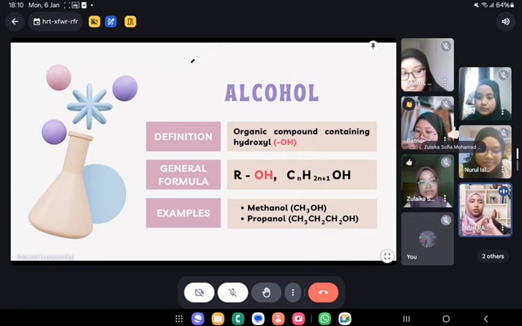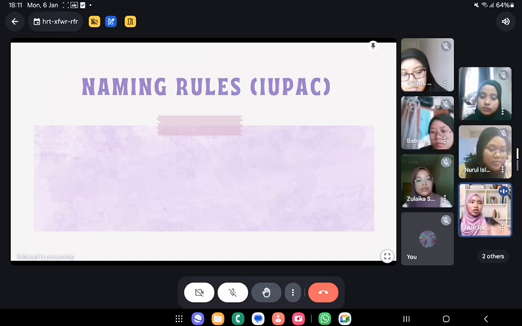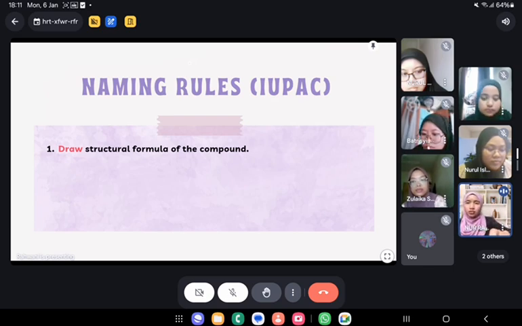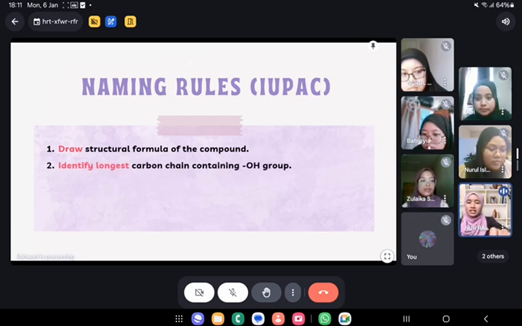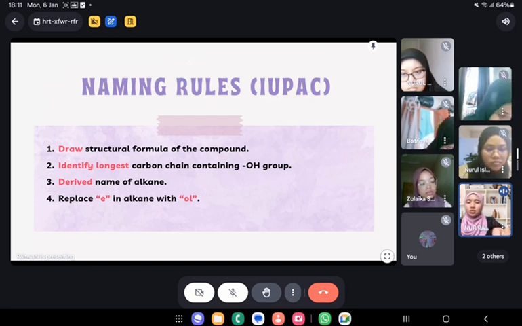So now, let's move to our next lesson, which is the naming rules of the alcohol compound by using the IUPAC nomenclature. I have listed out the naming rules into 5 steps in total. The first step is to draw the structural formula for the compound. The second step is to identify the longest carbon chain containing the hydroxyl group. The third step is to derive the name of the alkane. The fourth step is to replace the suffix "e" in alkane with "ol". The last step is to count the molecular formula.